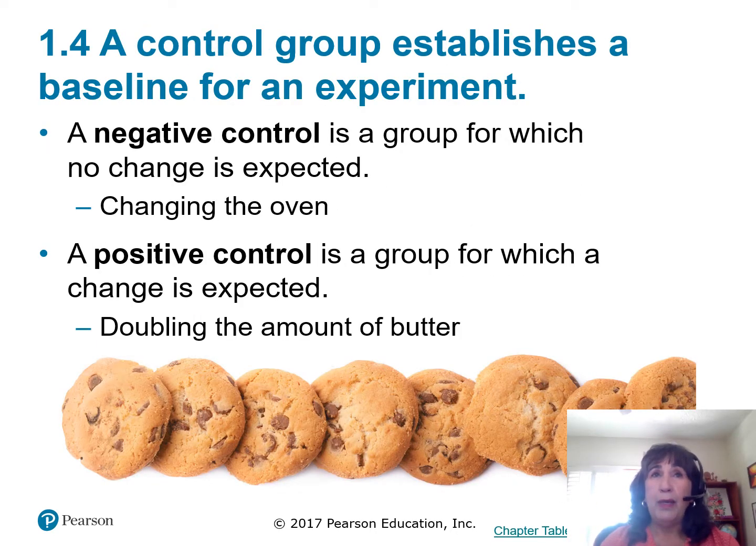Now, within your treatment, within your independent variable, you can have both positive and negative controls. Most of the time we have a negative control. In other words, we have like no treatment. A negative control is a group for which no change is expected. So oftentimes in class when we do an experiment, water will be the negative control. It's the no treatment. But then if we're using fancy equipment or something that we're not sure about, we'll also include what we call a positive control. A positive control is a group for which change is expected.